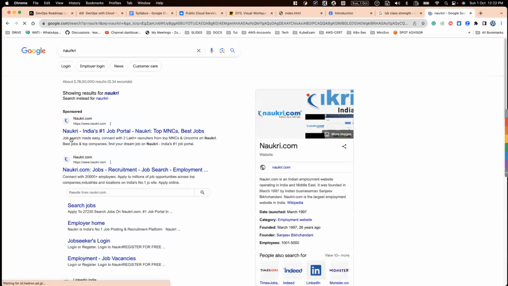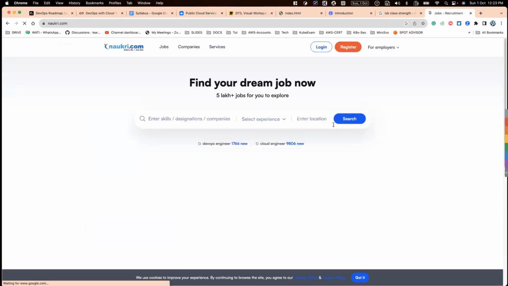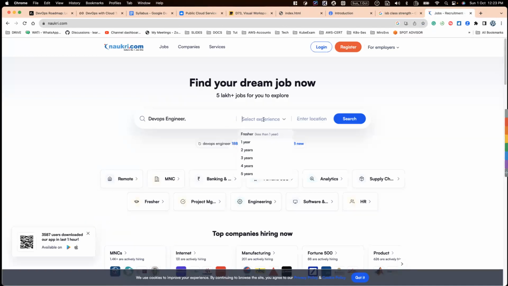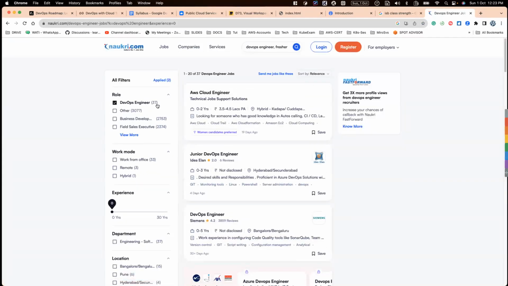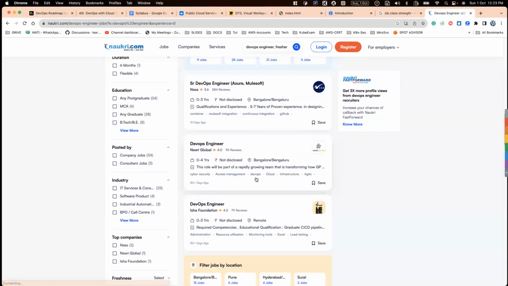Naukri. So this is the place where you get, at least in India, I'm hoping you're in India. So you type DevOps engineer and select an experience. Fresher is there. So location does not matter, I think. For a fresher, I hope you can go anywhere. And I see some 37 opportunities came into this area, by the way. So that means the opportunities are there.